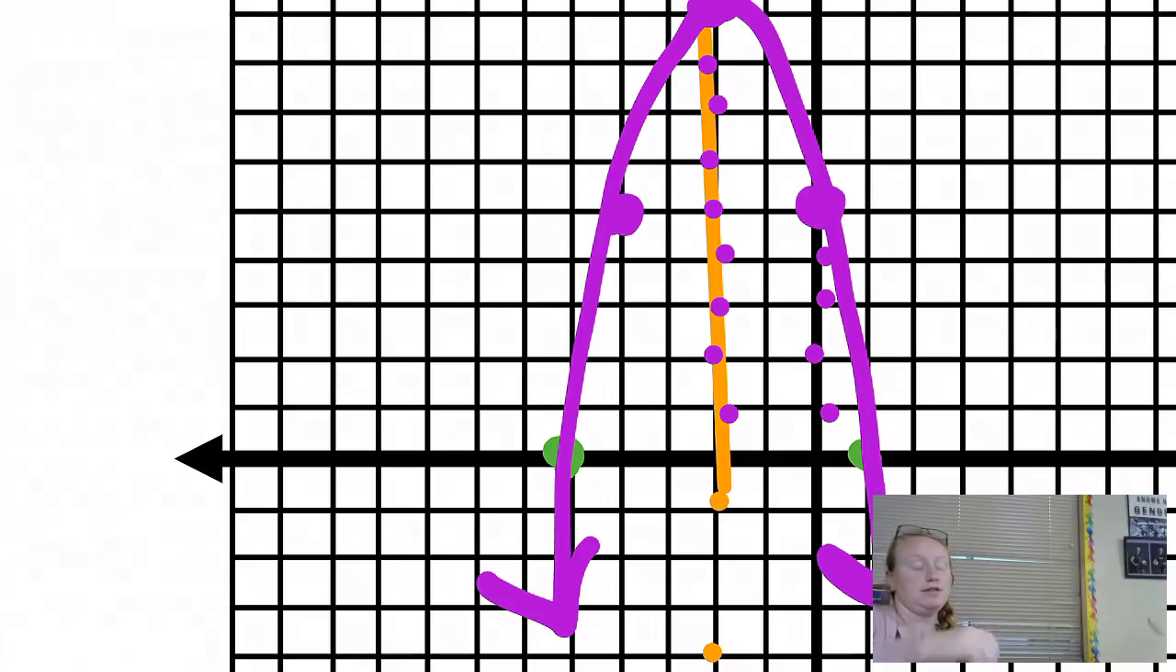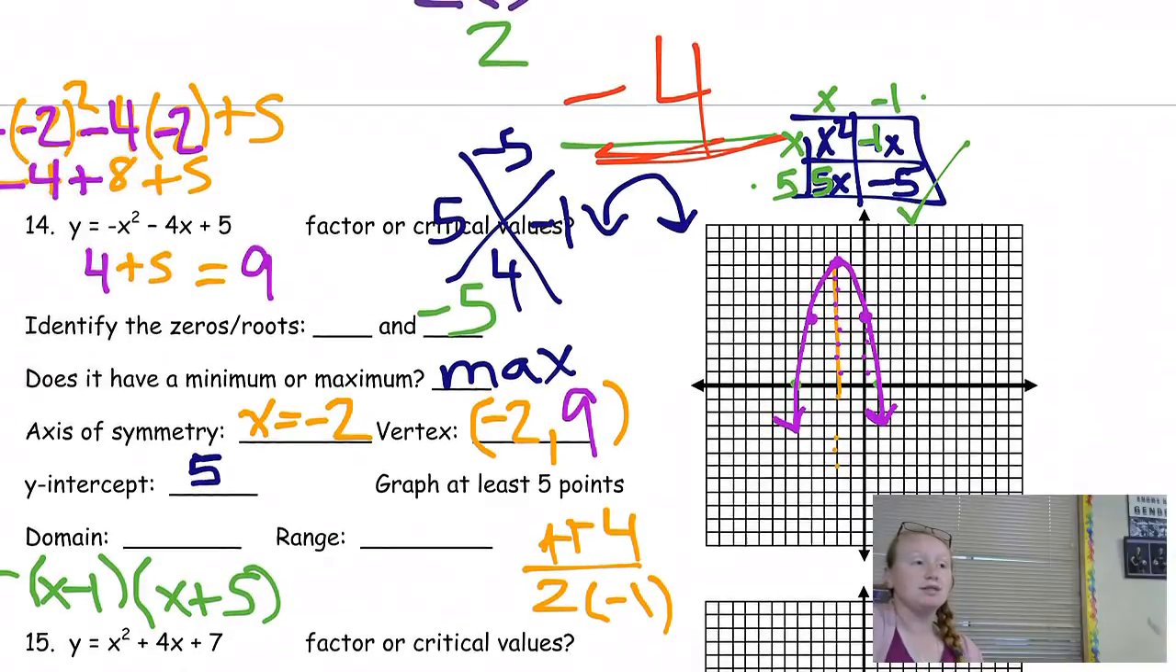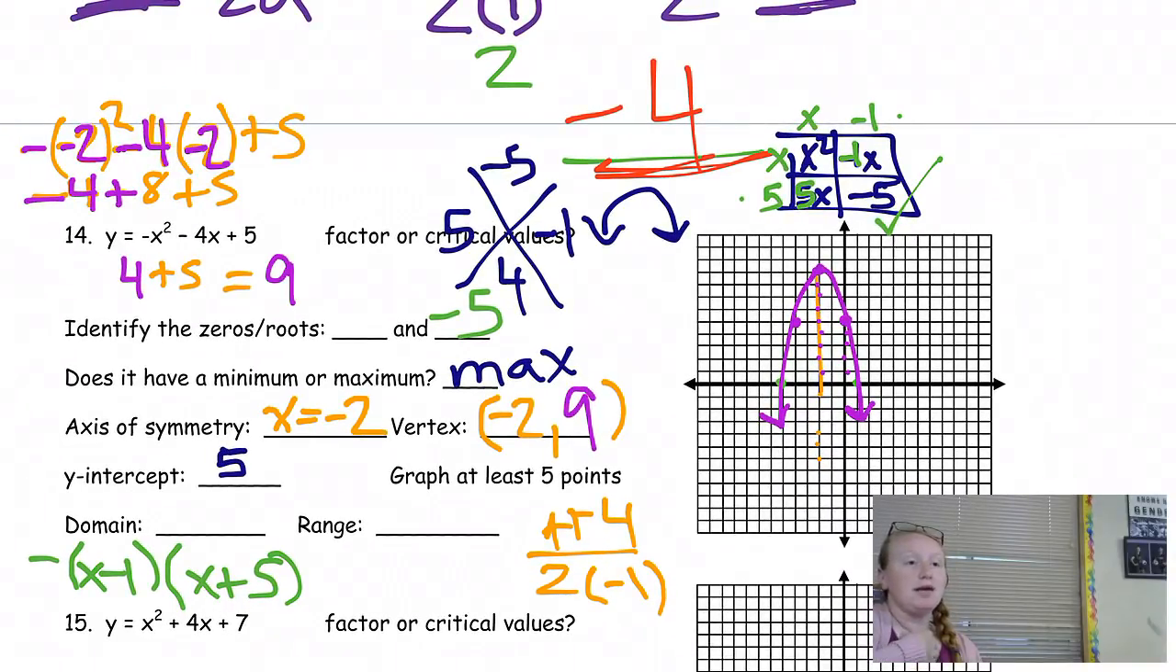This concave down graph has arrows going on it. Make sure that you have that. Those are my at least 5 points. I'll leave you to do domain and range.